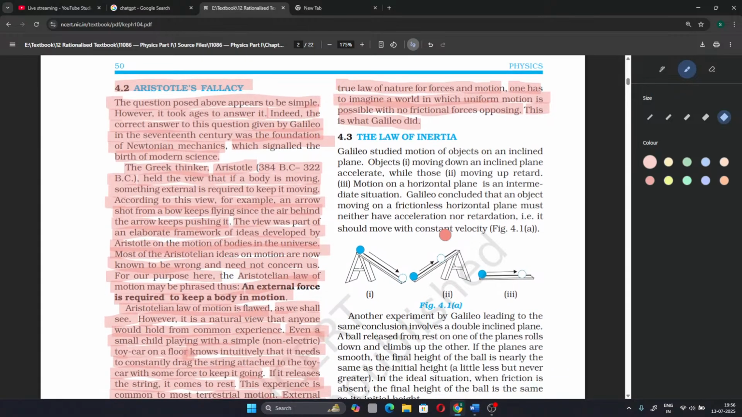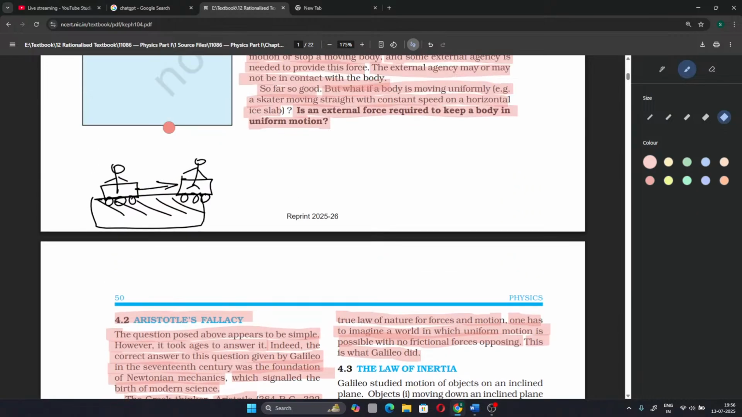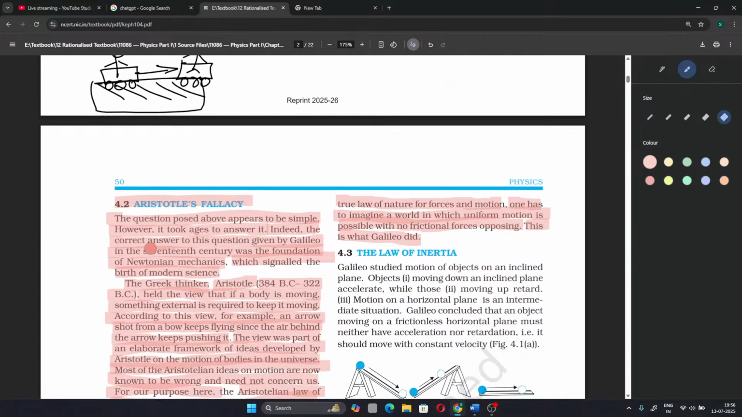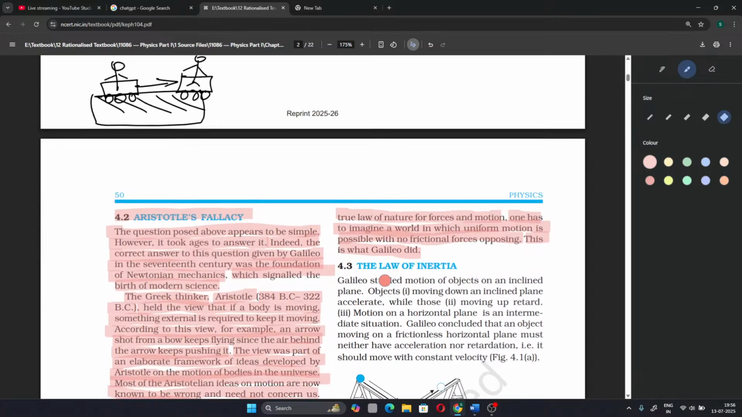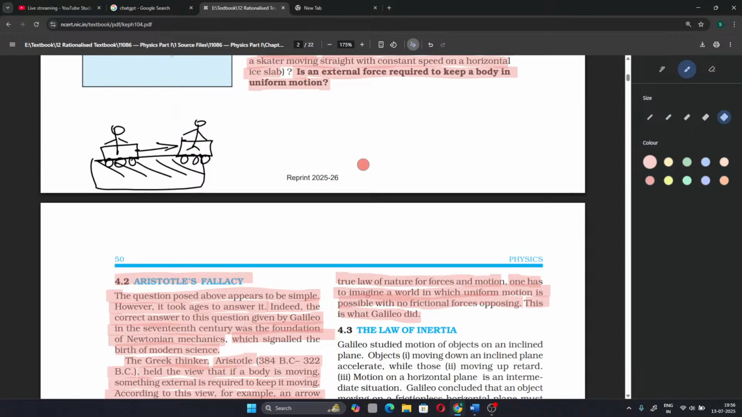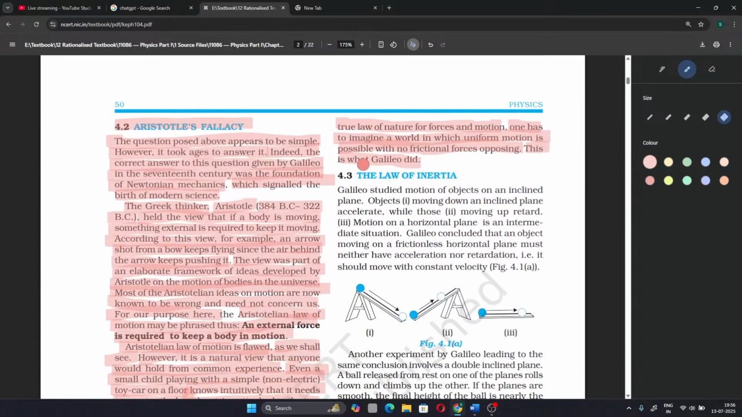So that is what Galileo did, and he came up with the answer to the above question, that is, is an external force required to keep a body in uniform motion? He imagined an ideal world. He succeeded in answering the question: is an external force required to keep a body in motion?